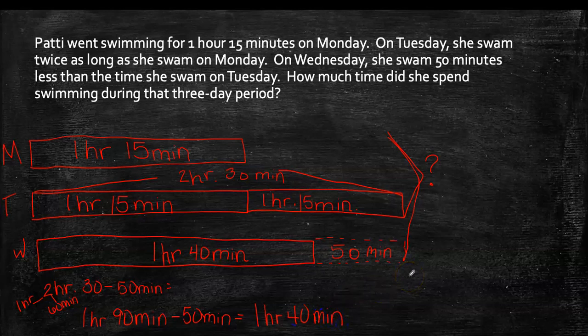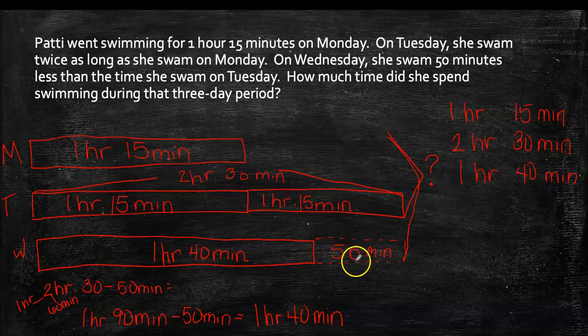So what else do I need to do to solve this problem? Do I have all the information I need? Everything looks filled in and everything looks labeled. I bet you we can. What's it say? How much time did she spend swimming during that 3-day period? Well, Monday she spent 1 hour, 15 minutes. On Tuesday she spent 2 hours, 30 minutes. And on Wednesday she spent 1 hour, 40 minutes.